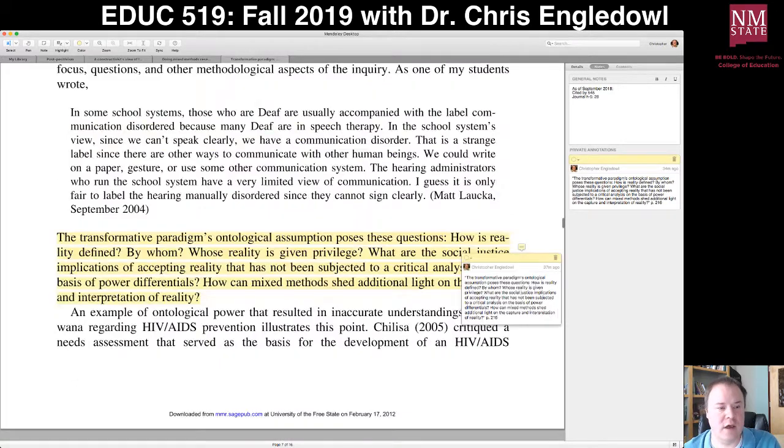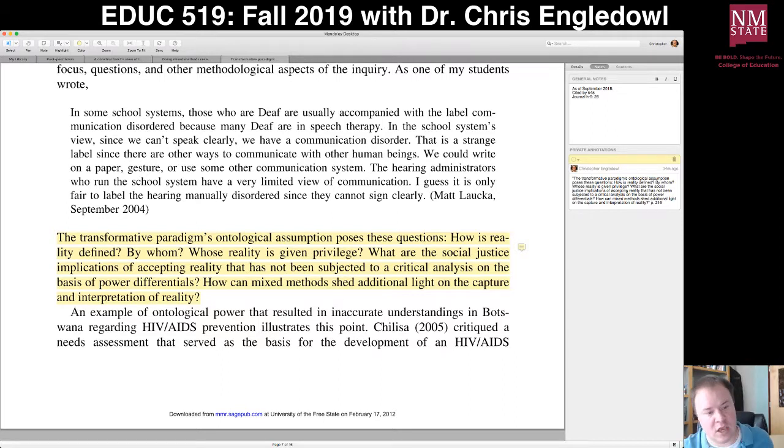And then there is a quote that I thought was really helpful here, and I do suggest you read the rest of this paper because it also puts it within the context of a study in order to make more sense of it. But they say the transformative paradigm's ontological assumption poses these questions. How is reality defined? By whom? Whose reality is given privilege? What are the social justice implications of accepting reality that has not been subjected to a critical analysis on the basis of power differentials? And how can mixed methods shed light on the capture and interpretation of reality?